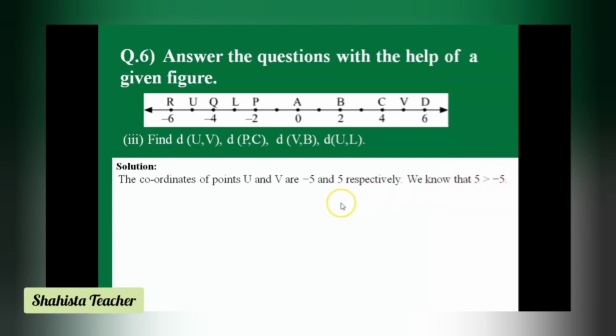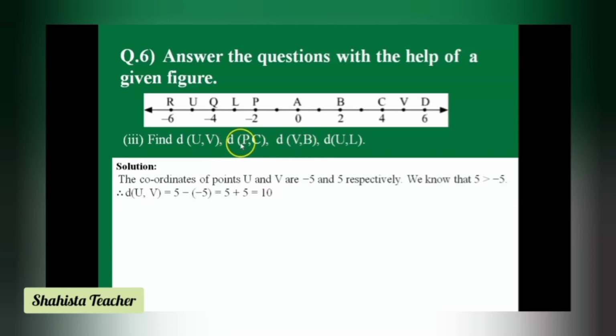After this, we will write the distance. We are calculating this distance. So the distance of U to V is equal to 5 minus minus 5. So 5 minus into minus is plus. So 5 plus 5 gives us 10. So the distance of U to V is 10. Is that clear? Now in the same way we have to solve the other 3.